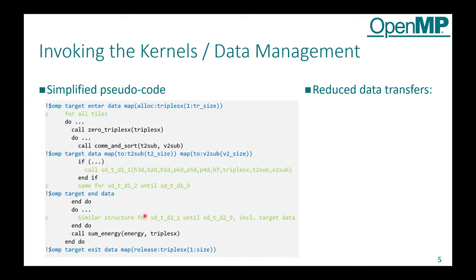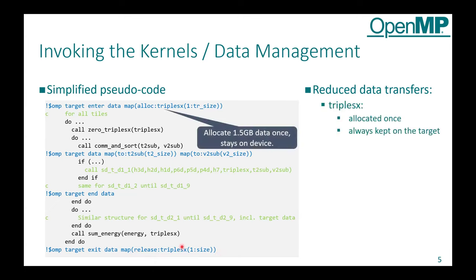This is, I think, the first 9 kernels, and then there's another 9, and then another source file with another 9 kernels to match the 27 I was mentioning. All right, and once all this is done, at the end you run a sum energy. That's a horizontal aggregation across the triplesX array to produce the final energy of that system. And then, once you're done with all the tiles and everything you have to do, you can release the 1.5 gigabytes.